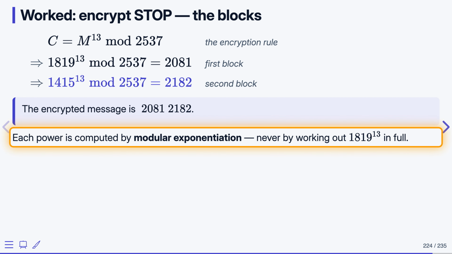One important note on how the machine does this. It never works out 1819 to the 13th in full, which would be a 40-something digit number. It uses modular exponentiation, the repeated squaring method from section 4.2, reducing mod the modulus at every step.